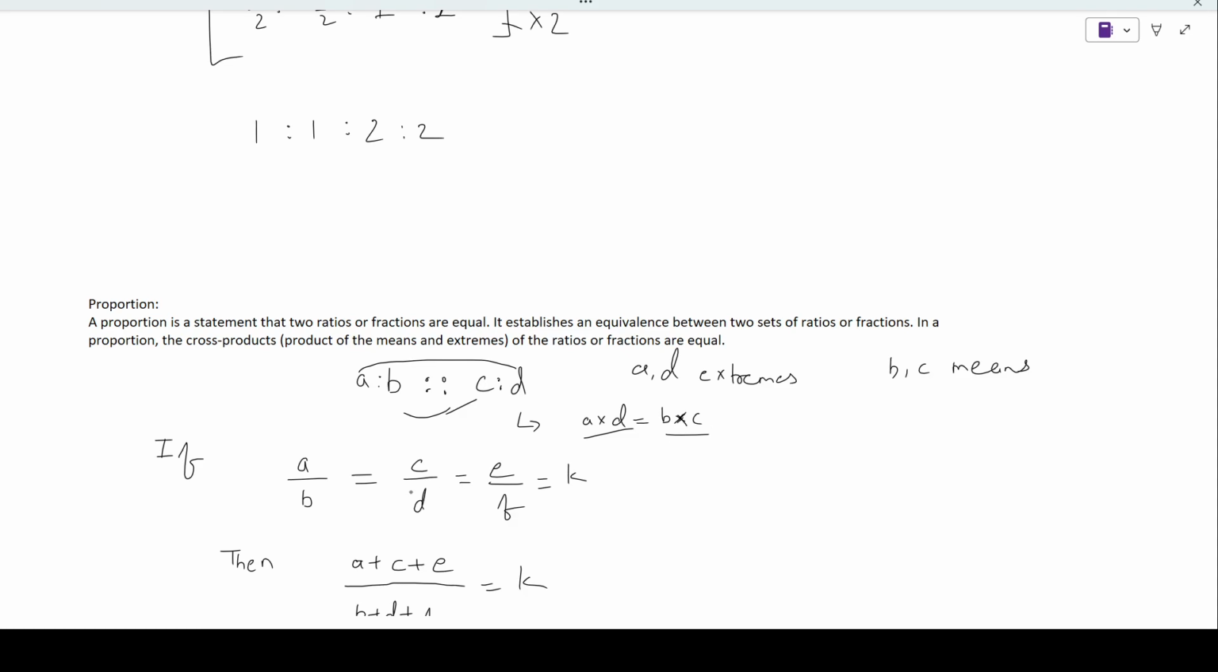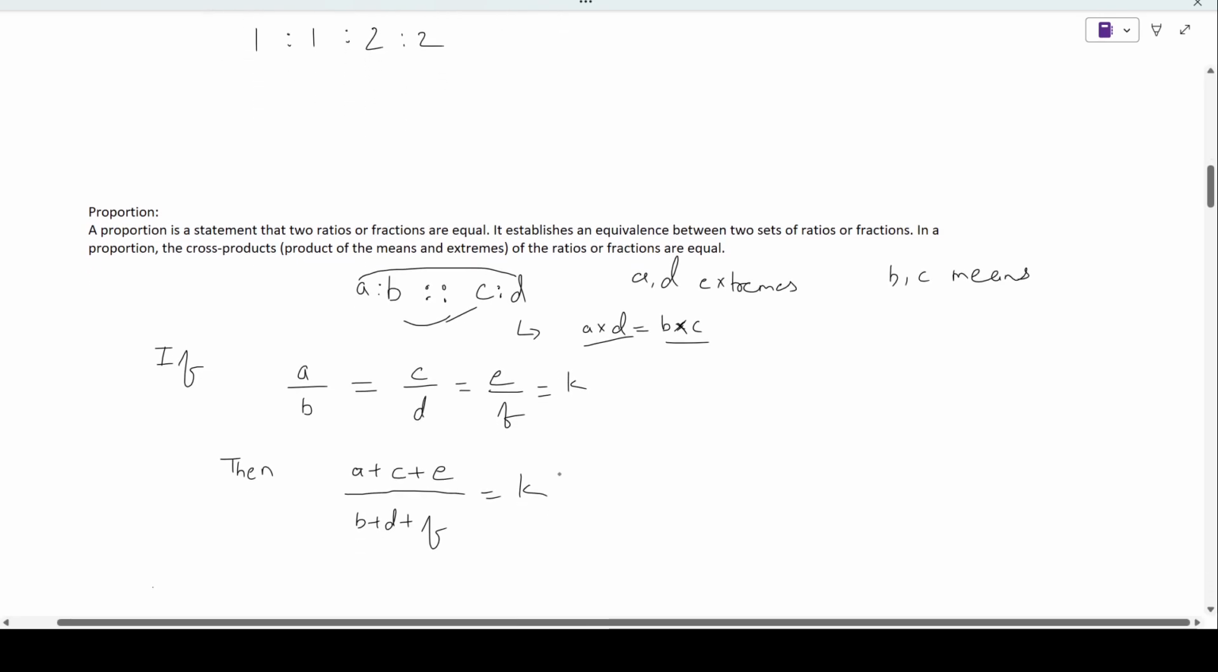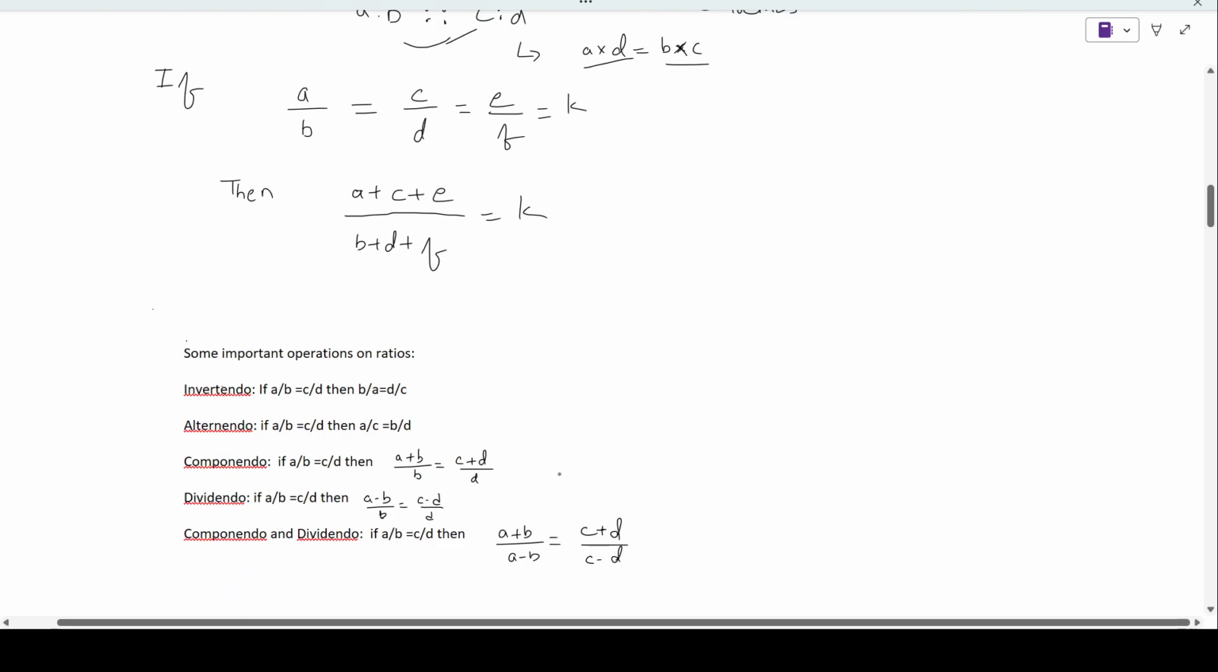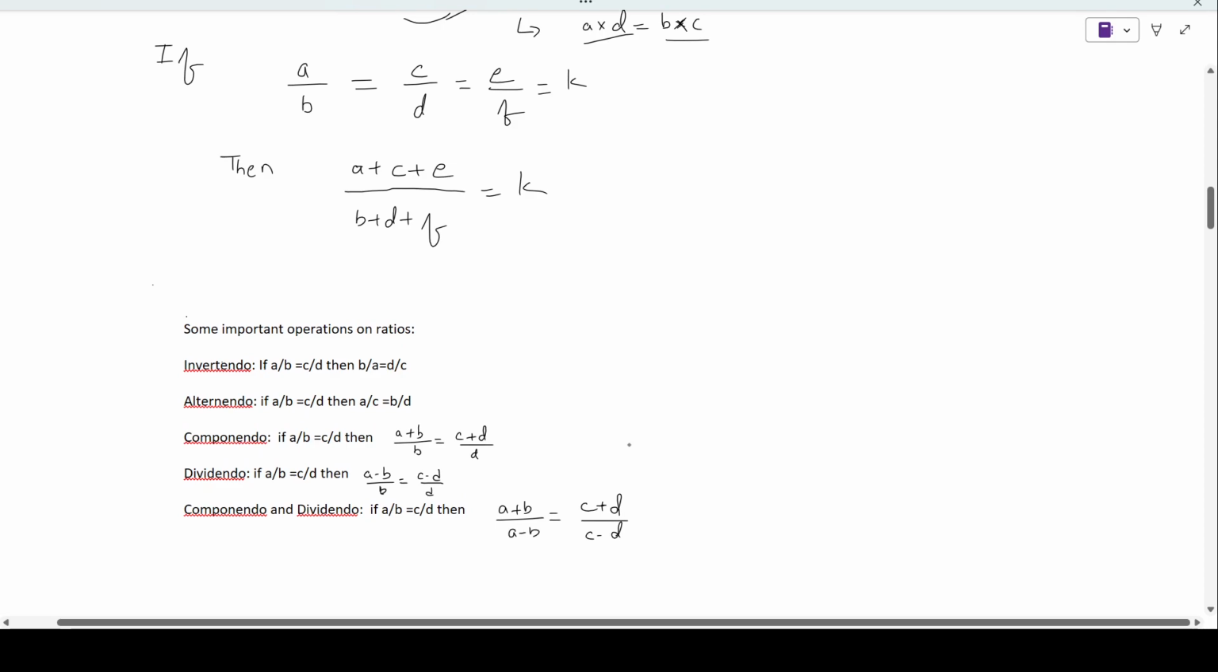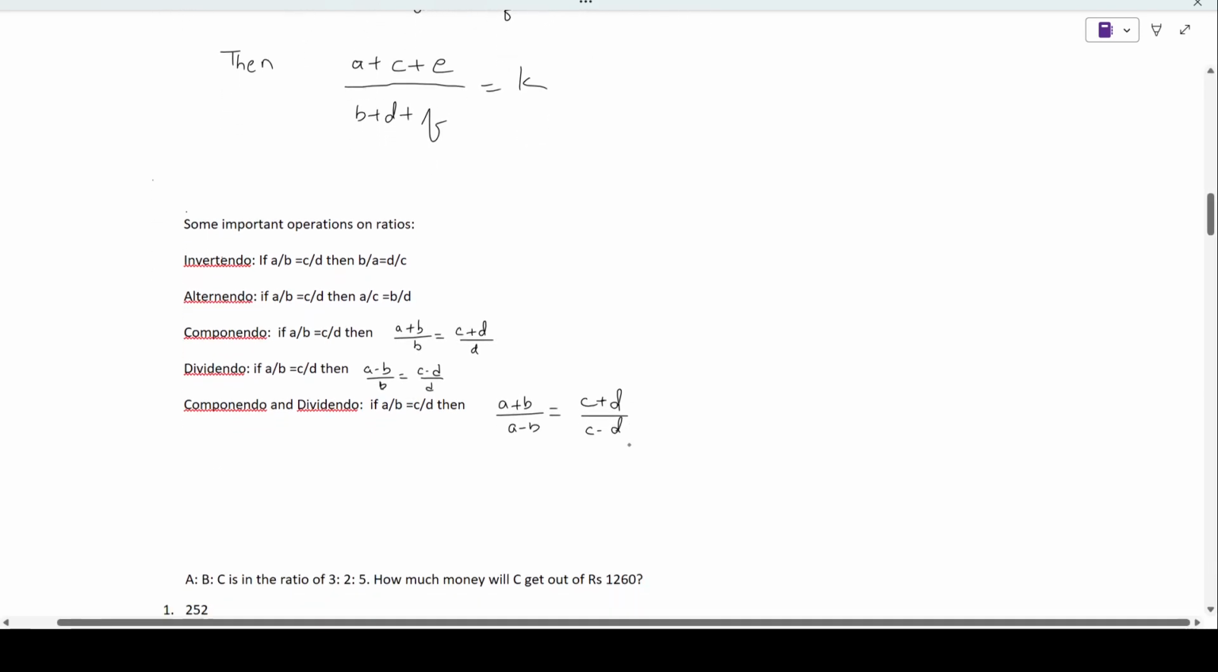Here is another property of ratios: if A upon B is equal to C upon D is equal to E upon F, which is equal to K, then we have A plus C plus E upon B plus D plus F, which will be equal to the initial ratio constant K. There are some important operations on ratios which are as follows. They will not be used directly while solving the problems, so we will not see them in much detail, but you have to memorize them. And now we can move to the questions.